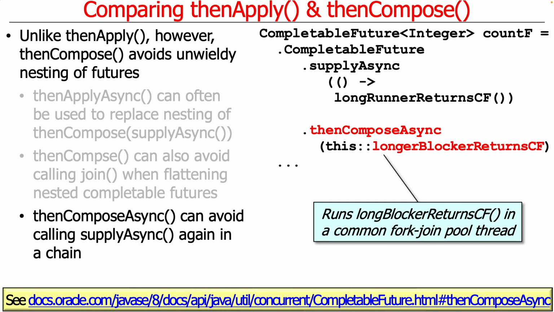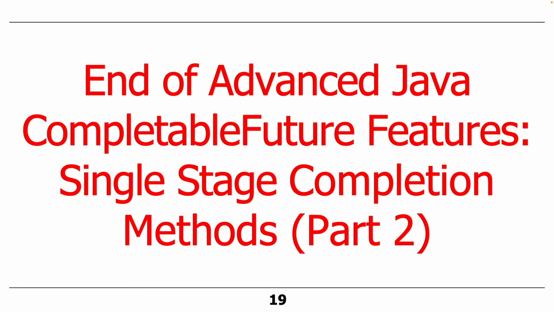So it's important to understand these other variants of the single-stage completion methods for two reasons. Number one, it's cool to know how they work. And number two, you'll have to use some of these in your programming assignment to avoid unnecessary nesting. So that's the end of the second part of our coverage of single-stage completion methods. And you'll see that all those things are very important to be aware of to do the assignment correctly.